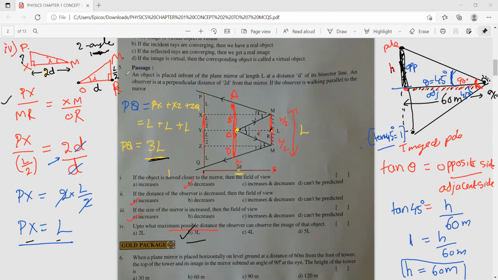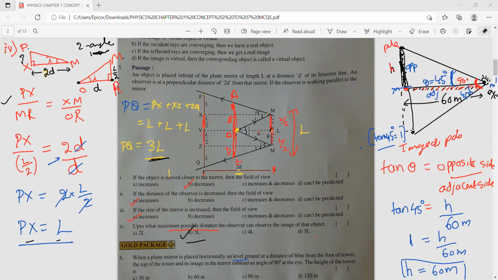Fine. Say children, read the question carefully. Yourself also, please read the question. When a plane mirror is placed horizontally on the level ground. Okay, this is a mirror, we placed horizontally on the level ground. Let us take M and M prime as the mirror we placed horizontally on the ground, at a distance of 60 meters from the foot of the tower.